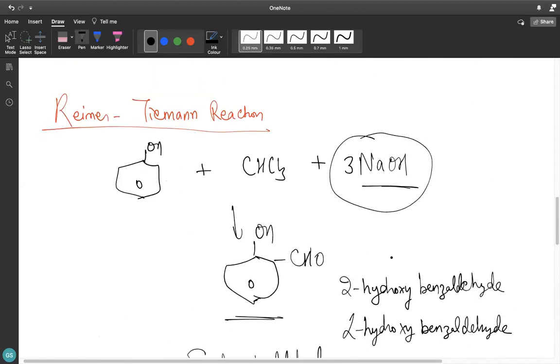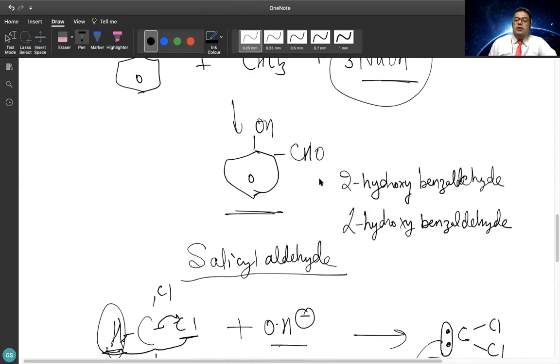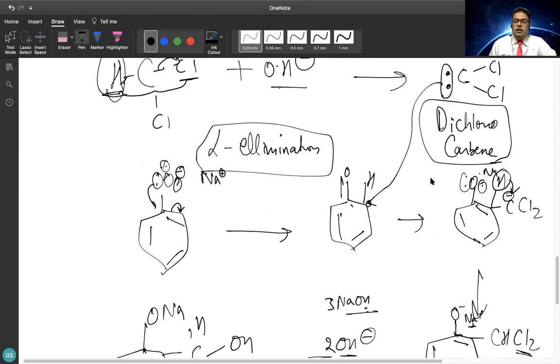Reimer-Tiemann reaction is actually a reaction of chloroform with phenol in the presence of NaOH, which can give you this salicylaldehyde or 2-hydroxybenzaldehyde, or what we can say alpha-hydroxybenzaldehyde. Pretty simple. The mechanism is very easy. This involves alpha elimination first, and due to this alpha elimination, this carbene will form, and this carbene will attack on a nucleophile, which is your benzene.